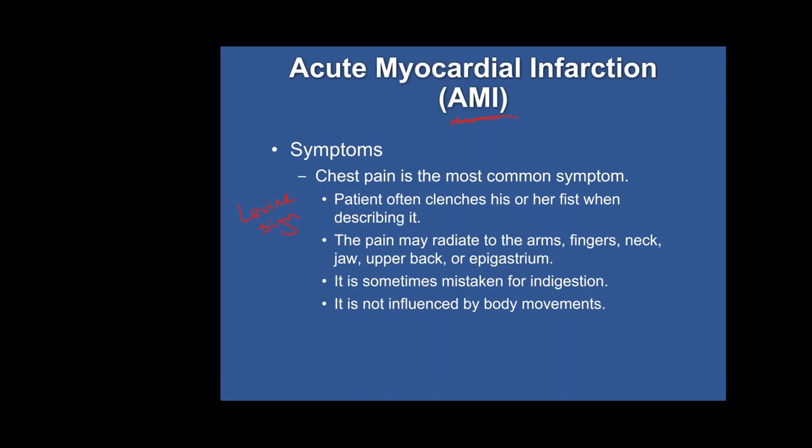The radiating pain can occur in a lot of places, right? We'll talk about the jaw, or down their left arm potentially is one that you'll get. It can radiate to their upper back, epigastrium, fingers, neck, right? There are a lot of nerve pathways and a lot of places that they could describe the pain, that they're feeling it also in their jaw or their neck or their back.